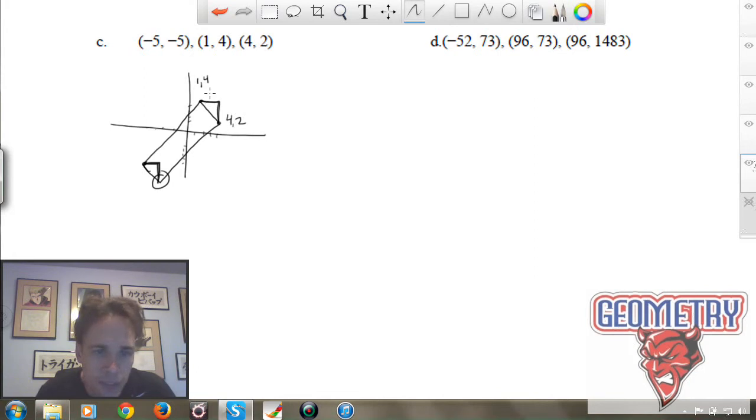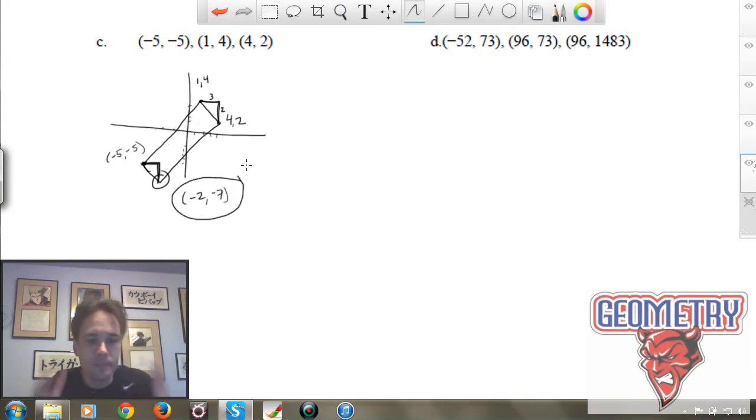So the horizontal distance there is 3, and the vertical distance is 2, so over 3, down 2. So same thing here. If we're starting at the point -5, -5, we're going to go over 3, which would take us to -2, and down 2, which would take us to -7. So it looks like -2, -7 is the location of that 4th point there.